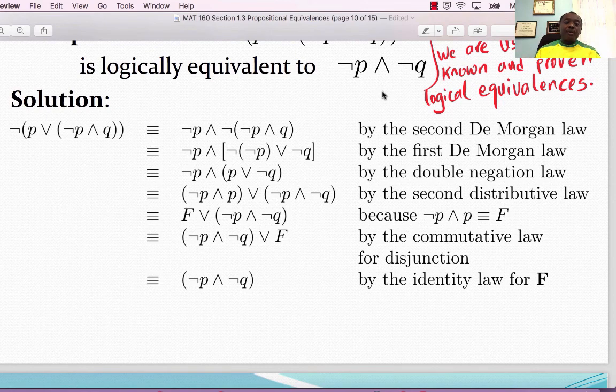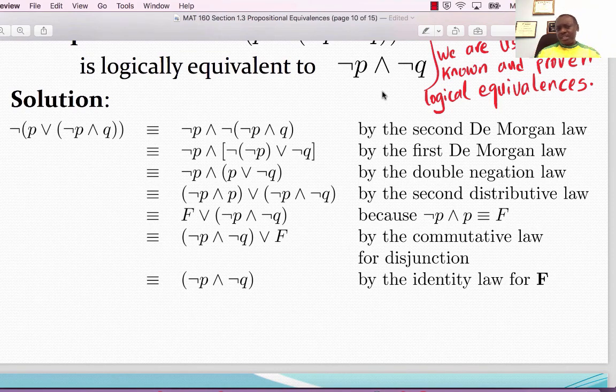So if you are given a problem in this class and you're asked to verify that two compound propositions are logically equivalent, you can do that either by using truth tables, or you can do that using a series of logical equivalences. But of course, if I specify that use truth tables, you have to use truth tables. And if I specify that do not use truth tables, instead use a series of logical equivalences, then I expect you to do it exactly like this.